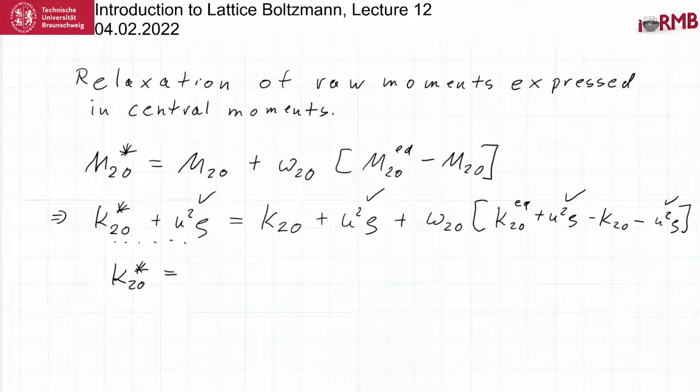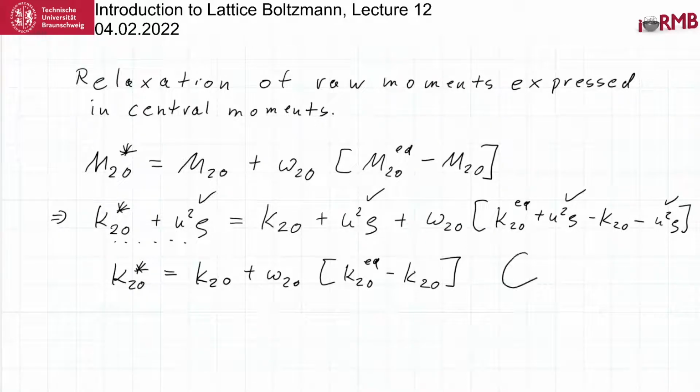k20 asterisk is equal to k20 plus omega 20 times k20 equilibrium minus k20. And this is, of course, something that makes us very happy because this is what we expected. So whether we relax this moment or this moment, the behavior is exactly the same.